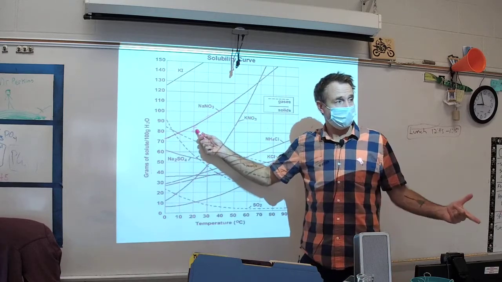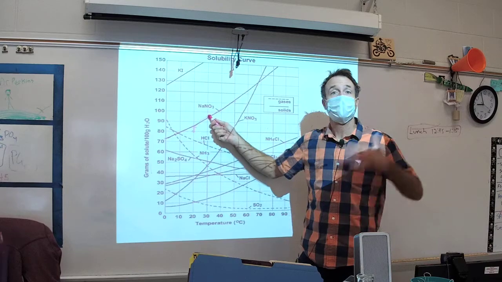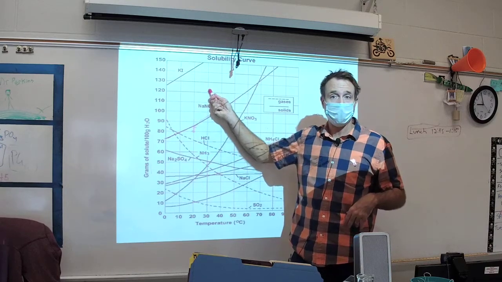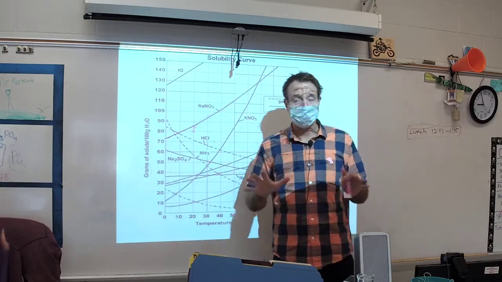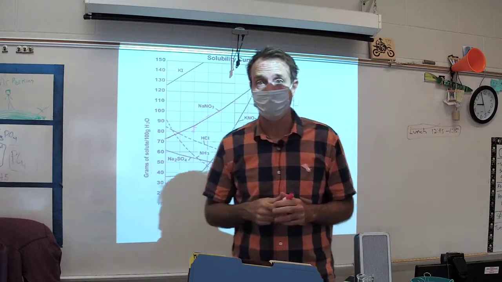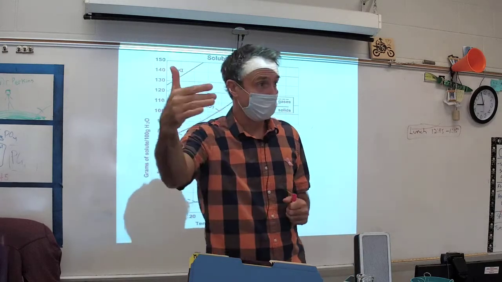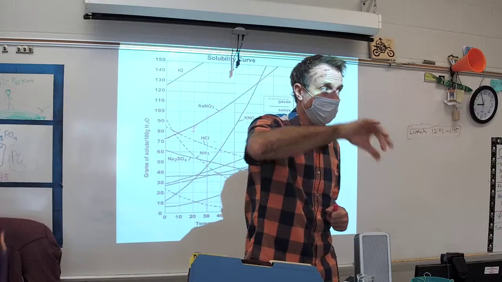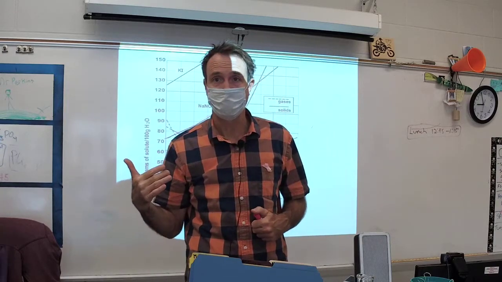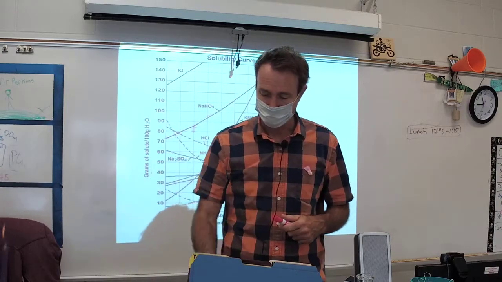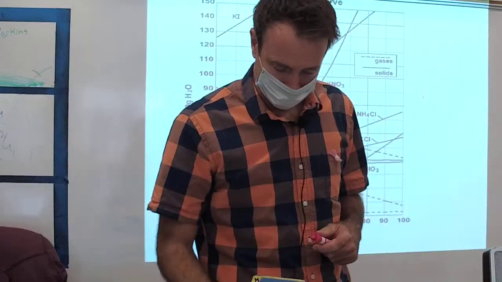Does that make sense? So that's how these questions are going to be asked. Below the line, unsaturated. On the line, saturated. Above the line, supersaturated. How do you make something supersaturated? That's right. You heat up the water first, put in your powder, and then cool it off. Does that make sense? All right, I'm going to give you a little worksheet on that. People at home, peace out.